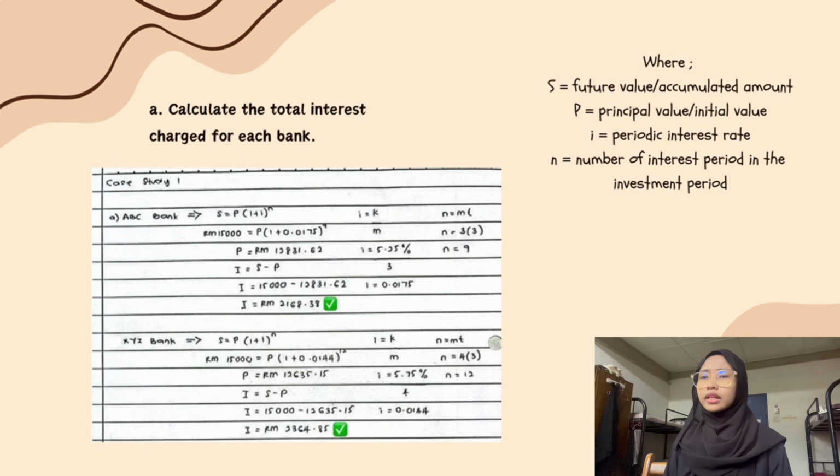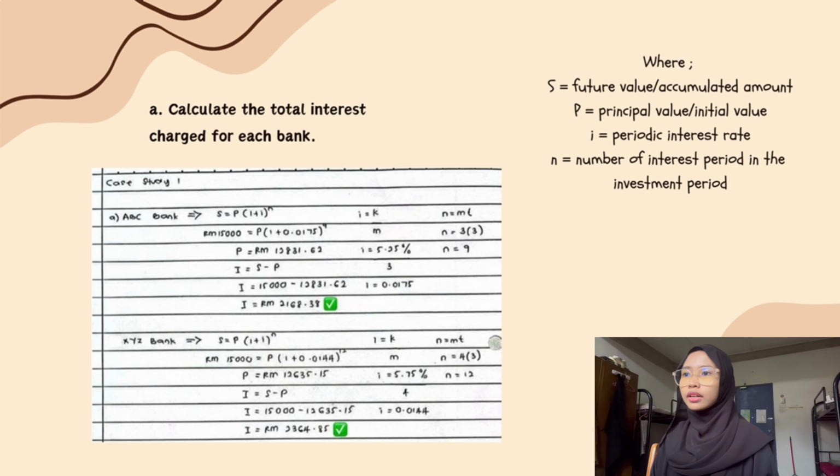And to find N equal to M multiply T. So N equal to 3 multiply T. And N equal to 9. So to find the interest, I equal to S minus P. So I equal to 15,000 minus 12,831.62 ringgit.